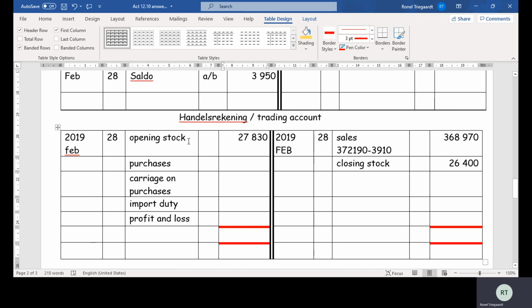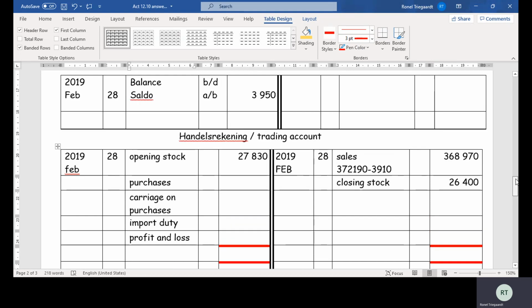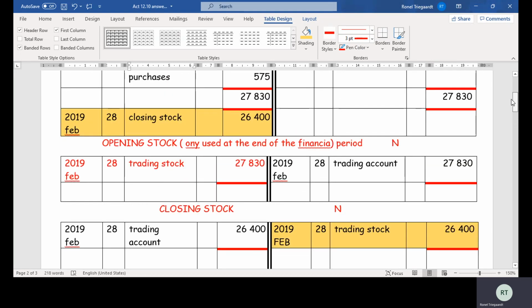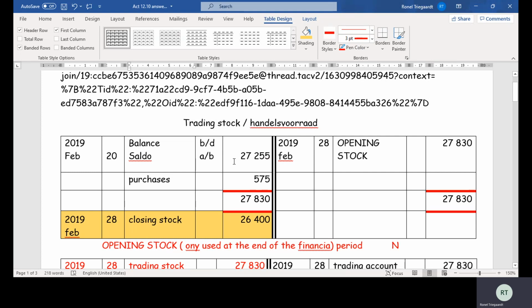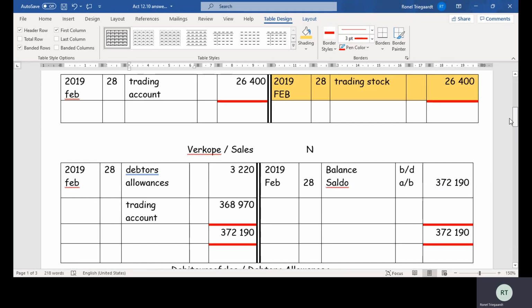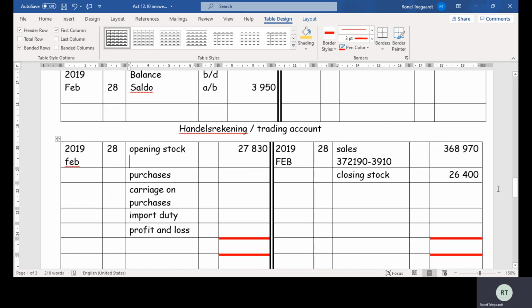If I didn't show the account yet, my calculation was, remember, the balance plus the 575. Can you remember this? So I'm going to write my calculation in. 27255 plus the 575. Are you okay with that? Are you fine? Is there anyone who has a problem?